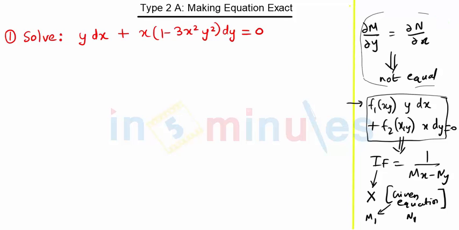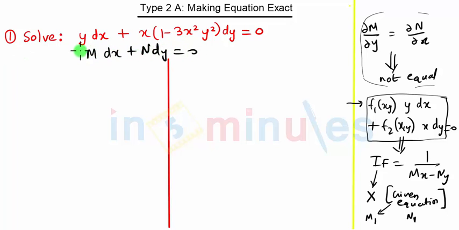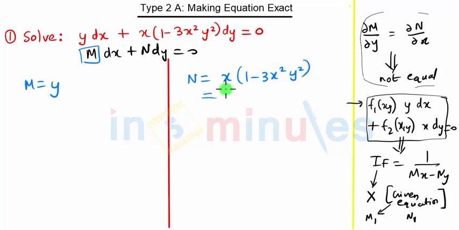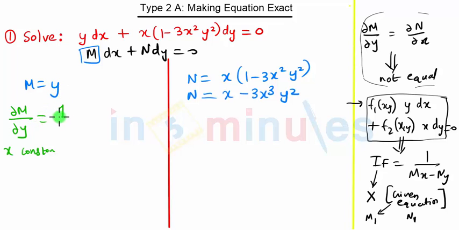So to start with, this is our question, solve this. So first we will find what is m and what is n. So as you can see, this equation is of the form m dx plus n dy equal to 0. m is nothing but y and n is nothing but x into 1 minus 3x square y square. So I am just going to simplify this equation, so it will be equal to x minus 3x cube y square. So after this, we are going to find the partial derivative of n with respect to y, and x is constant. So derivative of y is nothing but 1.